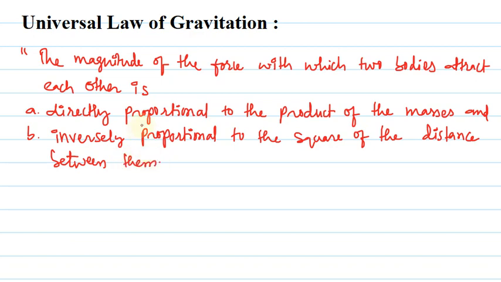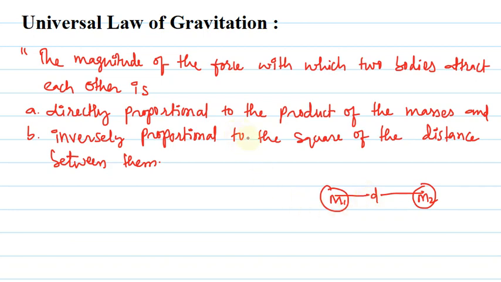So, the definition of the universal law of gravitation has two parts. The magnitude of force with which two bodies attract each other is directly proportional to the product of the masses and inversely proportional to the square of the distance between them. Let us consider this is M1 and this is M2, the masses of the two bodies, and d be the distance between their centers. The distance from the center of this body to the center of this body, let us consider as d.